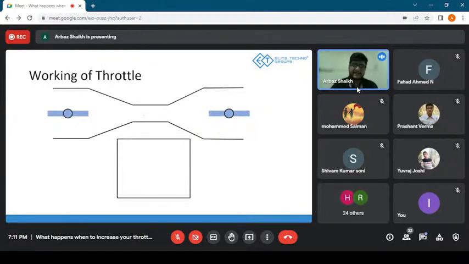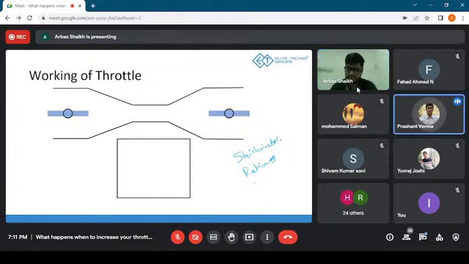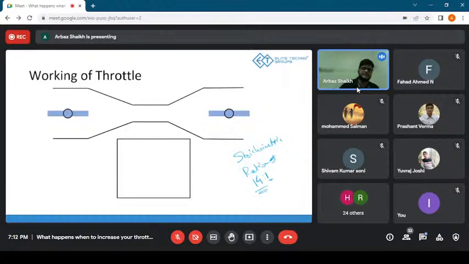Okay, now the next thing that we need to do is maintain a stoichiometric ratio. Have you heard of this term? Yes, sir. No, sir. What does it mean? So air fuel ratio in proper proportion. Correct. And that proportion is around 14:1, right? So 14 parts air and 1 part fuel should be entering the engine at all times. Okay, that's the stoichiometric ratio.